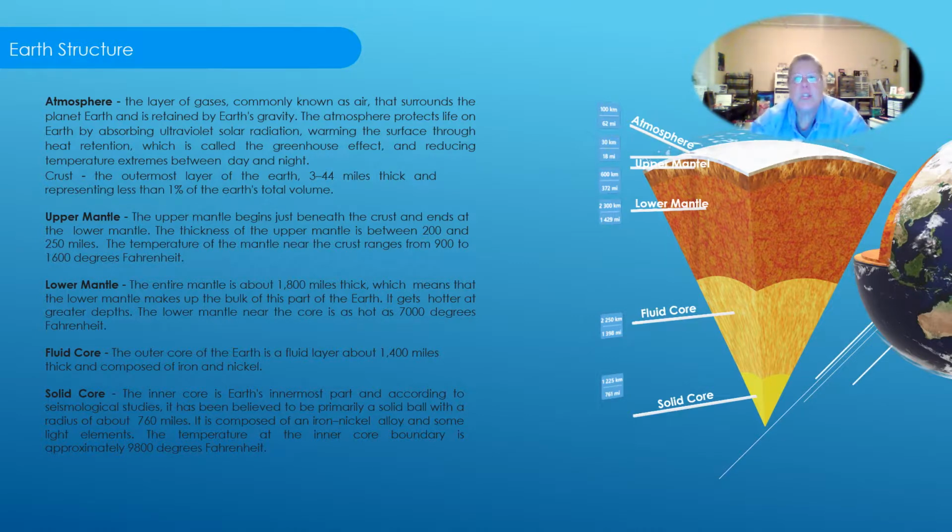And of course, the top one is what we call the atmosphere. Now, this is a layer of gases, commonly known as air. That is exactly what surrounds the planet Earth, and it's retained by the Earth's gravity.